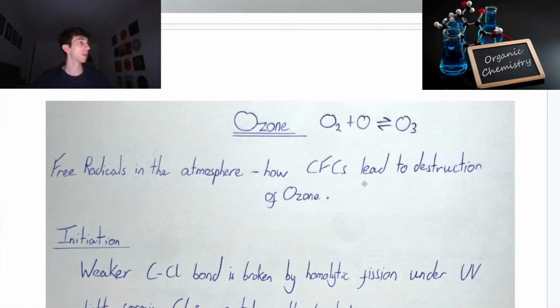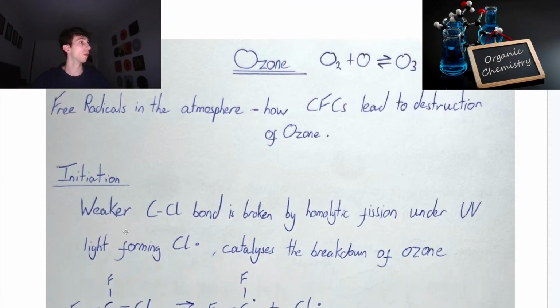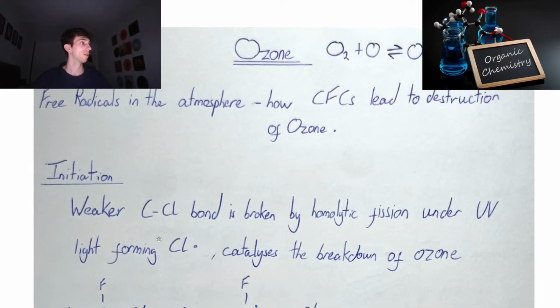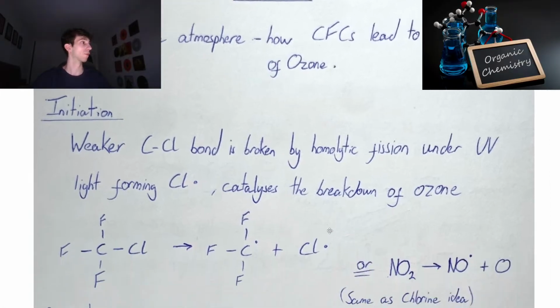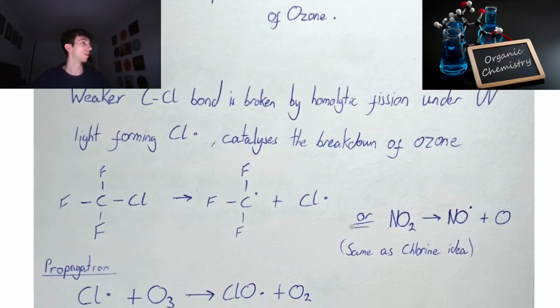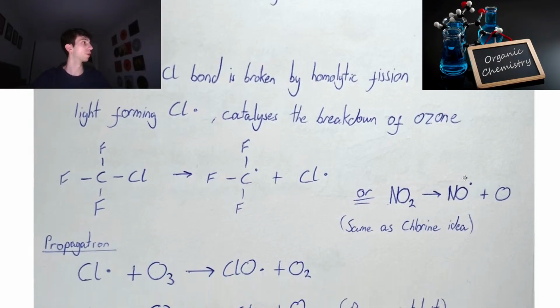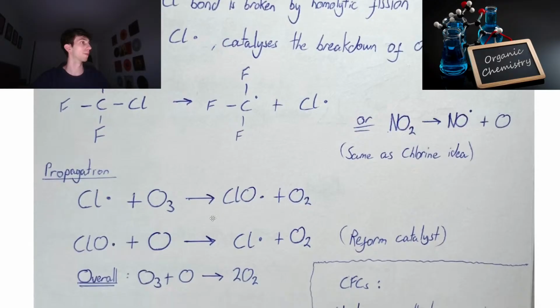Now we're asking how CFCs lead to the destruction of ozone. The weaker C-Cl bond compared to the C-F, because this has a lower bond enthalpy, is broken by homolytic fission. So we're forming free radicals, one unpaired electron going to each of the bonded atoms. This catalyzes the breakdown of ozone. Break that bond, we form our radicals. This could also be with NO2 going to an NO radical plus oxygen.